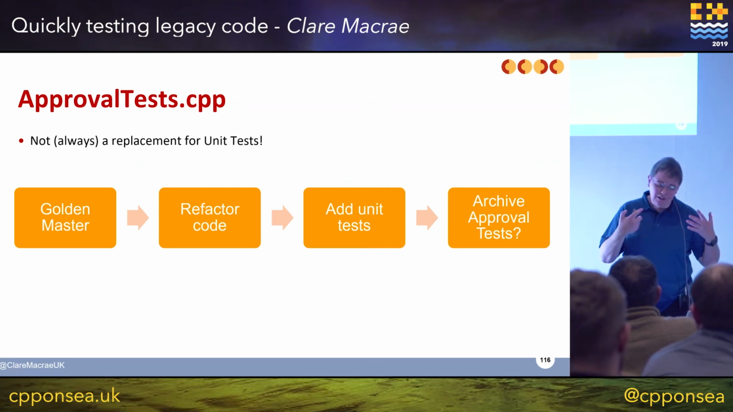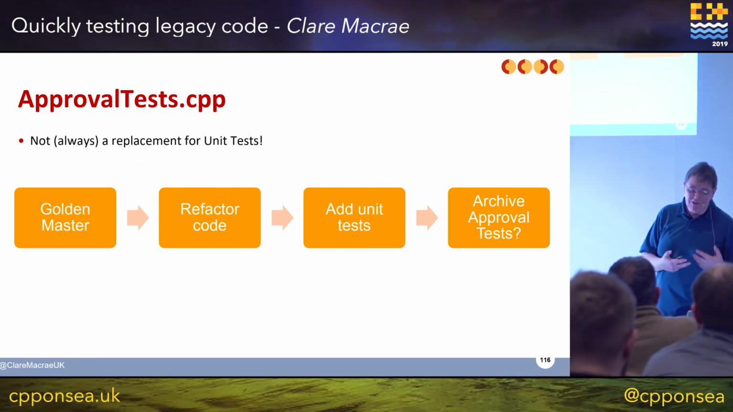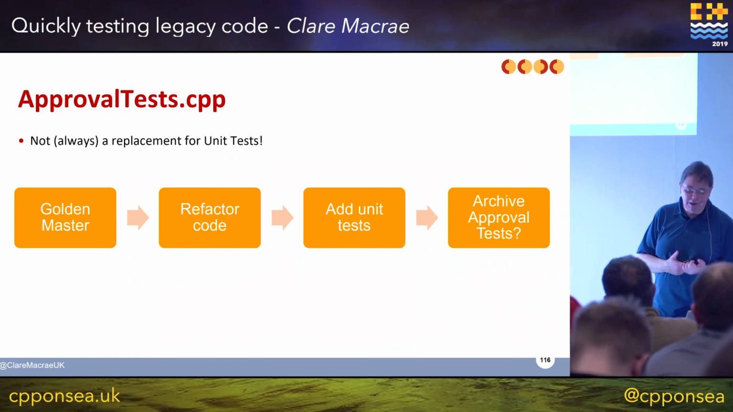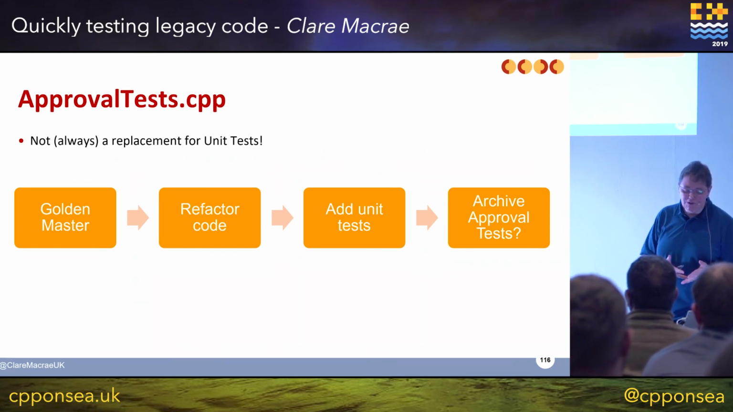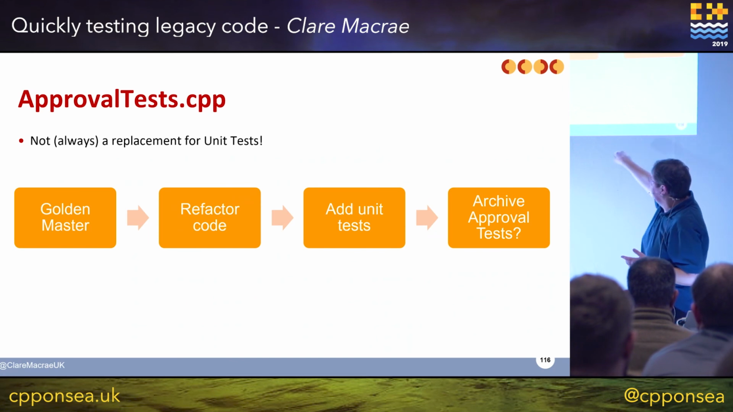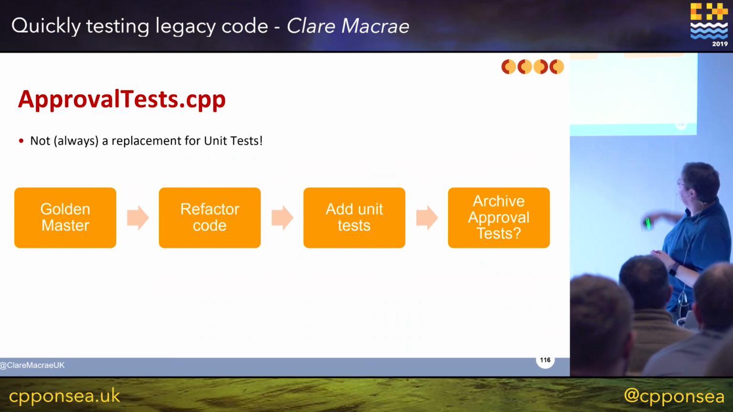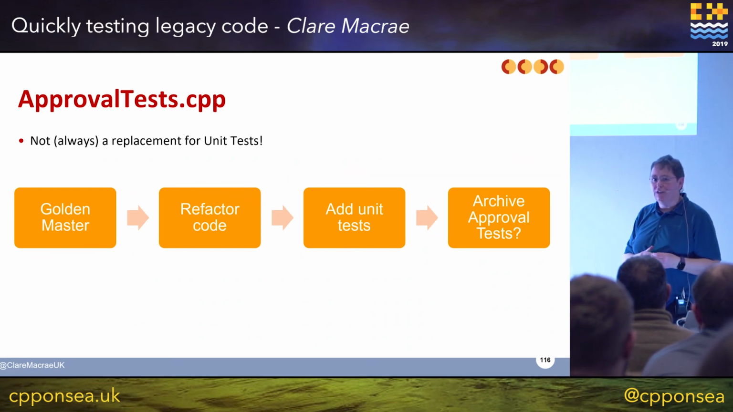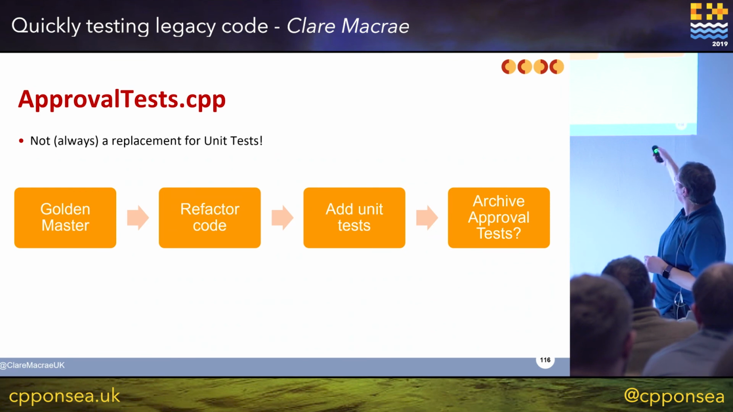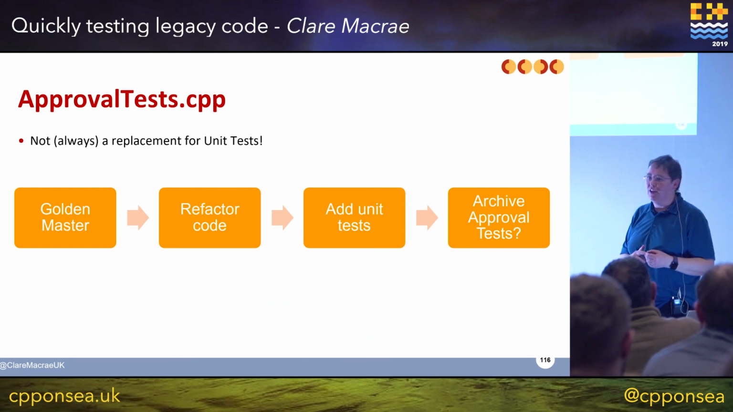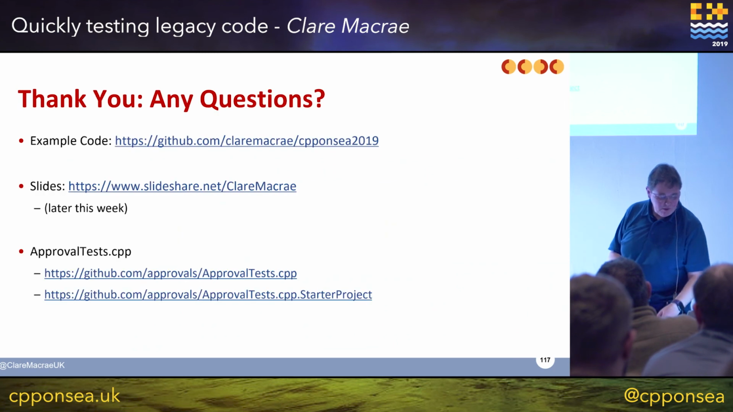So here's, I think, the pictorial representation of what approval tests is all about. You create your golden master, and then actually you have this loop of refactor code, add unit tests, refactor code, add unit tests. And at some point, you're happy enough and you can start adding new features, fixing bugs, and you then have to decide whether the approval tests are worth keeping or not, or keep some of them or not, but don't feel wedded to them. What matters is the knowledge that you get out and the capability that you get out.